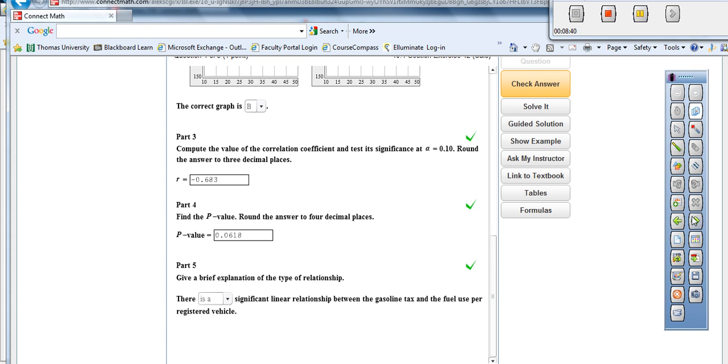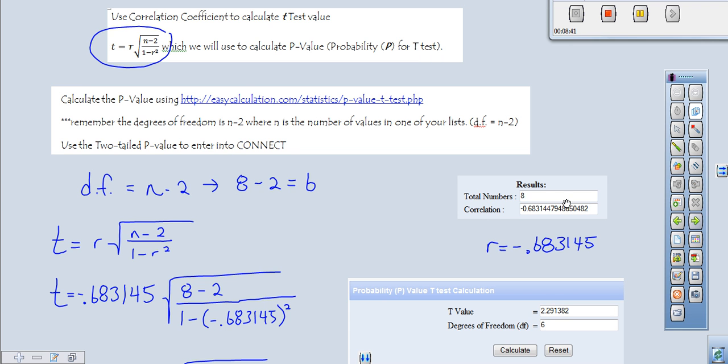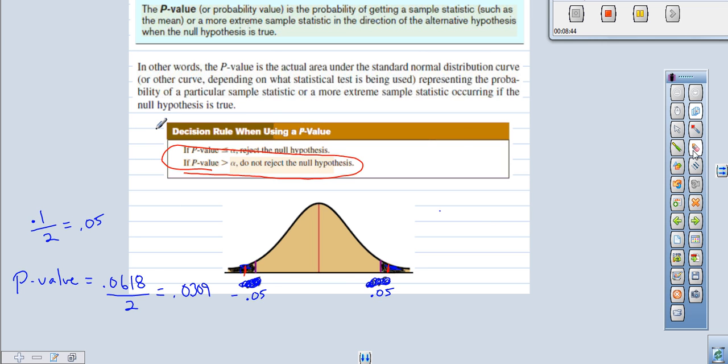My p-value tells me this. Let me erase that right there so we can see that a little bit better. My p-value is essentially saying that if my p-value is less than my starting significance level, then I reject the null hypothesis. If my p-value is greater than my starting significance value, then I do not reject the null hypothesis.